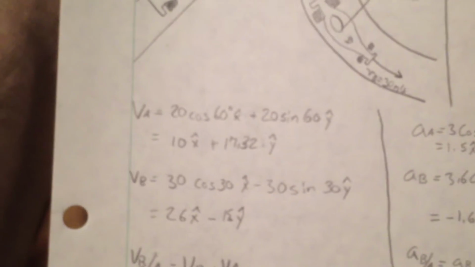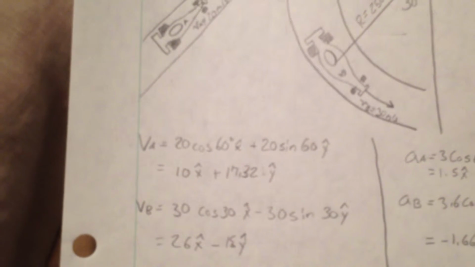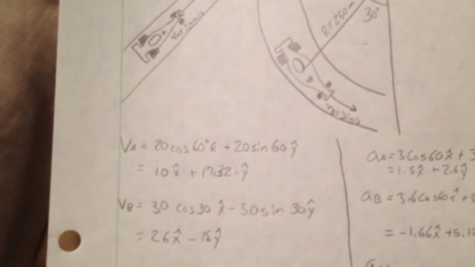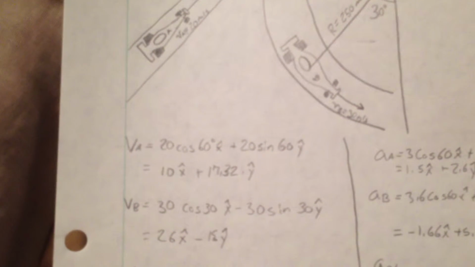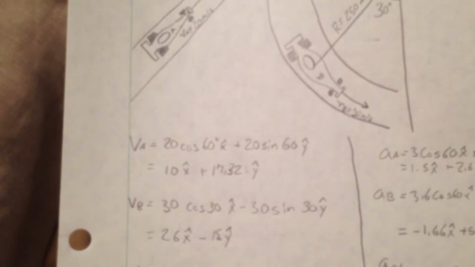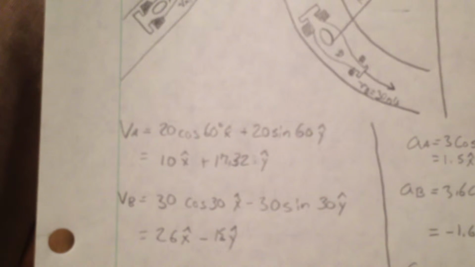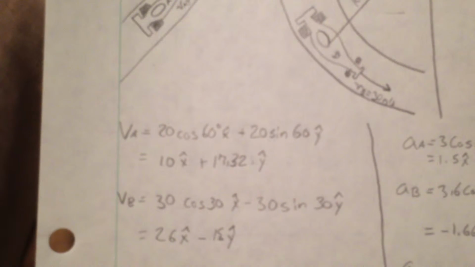So to find the velocity of A, you do 20 cosine 60 x hat plus 20 sine 60 y hat, which is 20 comes from the velocity, obviously, and that gives you 10 x hat plus 17.32 y hat, and that's the velocity of A.